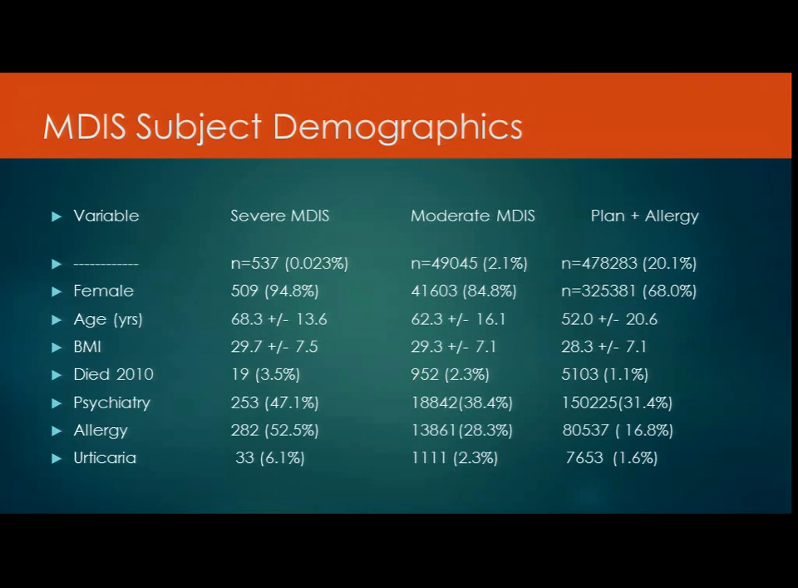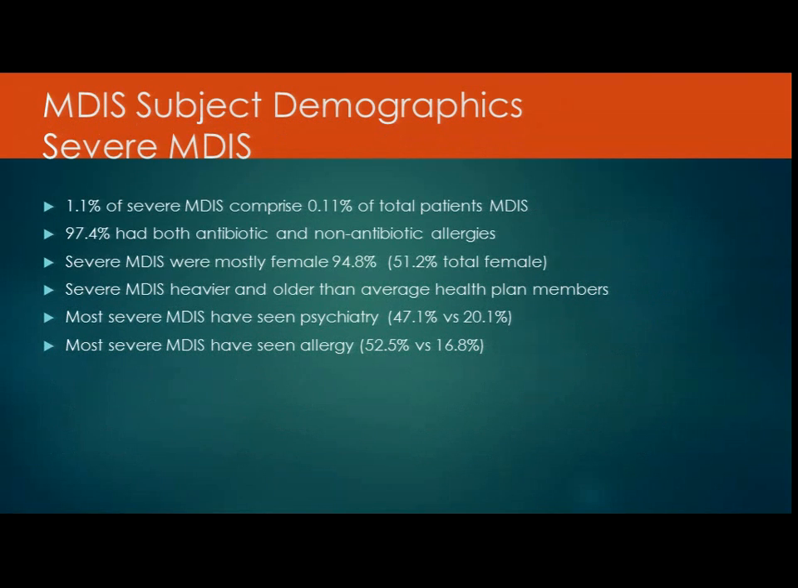Psych evaluations were at 47% of the severe patients, 38% of the moderate patients, and 31% of allergy patients in general. Allergies were declared, and 52.5% had been to an allergist for evaluation in that year. 28% of the moderate had been evaluated, and only 17% of people with regular allergies had actually seen an allergist. And if you look at people with chronic urticaria, 33 of the severe MDIS group, or 6.1%, had that, 2.3% of the moderate group, and then patients who described a history of allergy, it was 1.6%. So these people are sort of at the top of every statistic when it comes to drug utilization, drug reactions, and number of medicines involved.